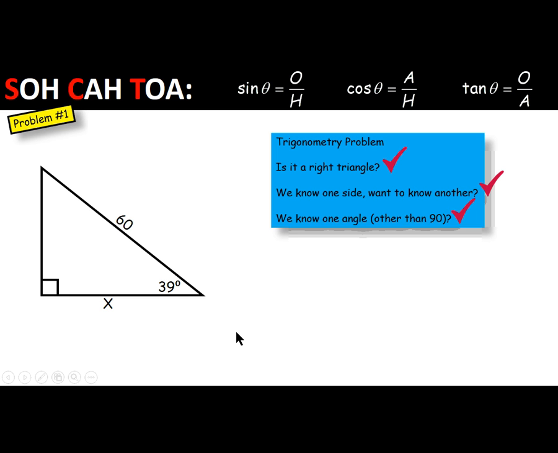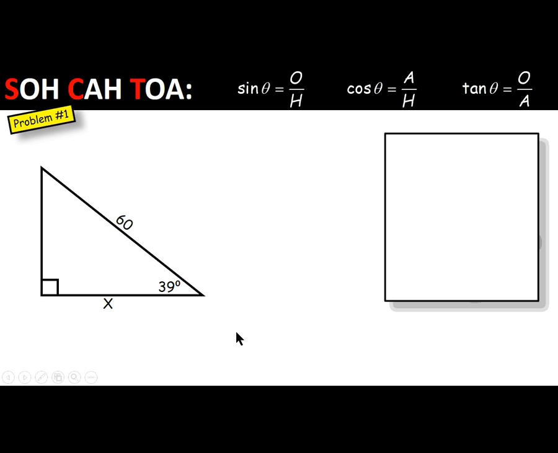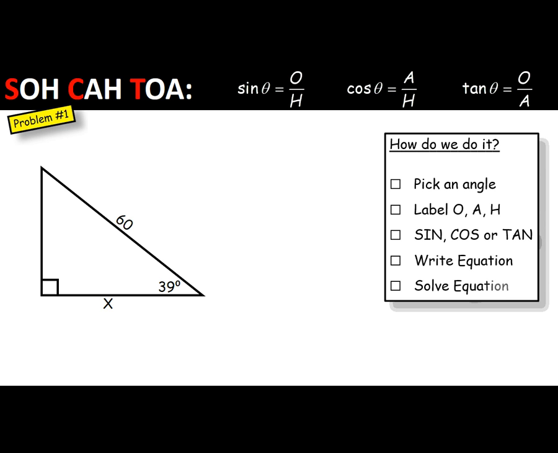So what do we do to solve for x? All right, we start with a little checklist. Here are the steps we're going to take for every one of these problems. Step one is going to be pick an angle. We don't pick the 90 degrees. We have to pick one of the other angles. We can use this 39 right here, or we could subtract from 180 to find the missing angle up top. Make our lives real easy, let's just pick the 39. So step one, pick an angle.